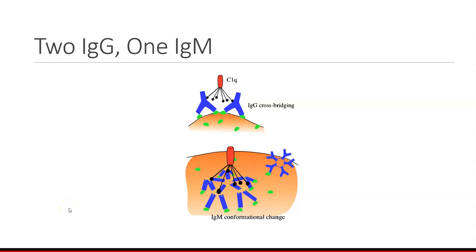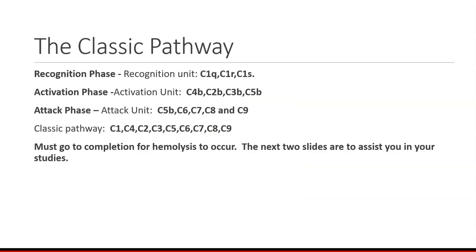This illustrates IgG and IgM activation of complement. Again, on the top picture, it requires 2 IgG because the complement will sit on the Fc portions of the molecule. And for IgM, because there's 5 Fc portions, the complement can sit down on 1 molecule and start the activation process. I want you to remember the 3 phases of activation in the classic pathway. That's the recognition phase, the activation phase, and the attack phase.